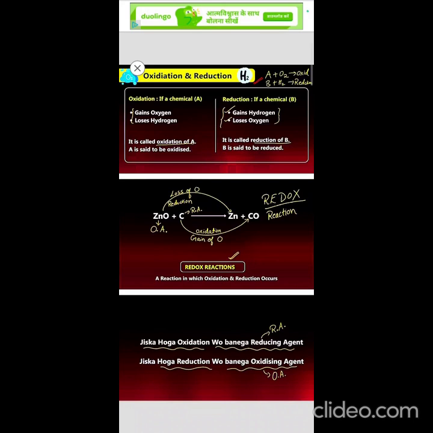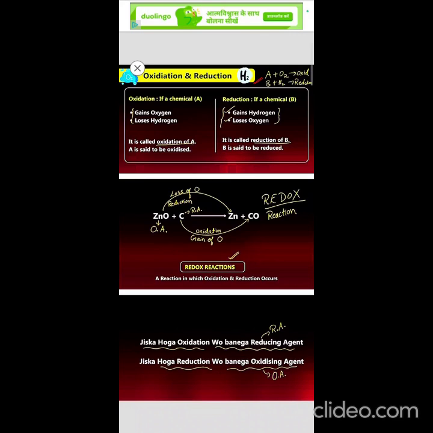Then the carbon gains oxygen to form carbon monoxide. The gain of oxygen is known as oxidation. So carbon is oxidized to form carbon monoxide. So here the reduction of zinc oxide takes place and the oxidation of carbon takes place. So this is a redox reaction, because both oxidation and reduction occur.